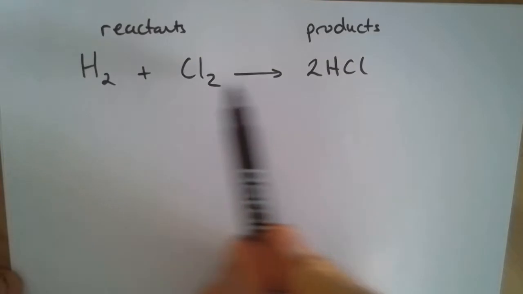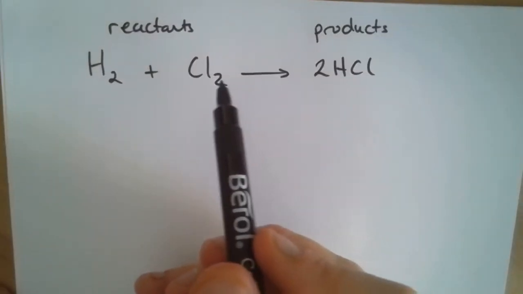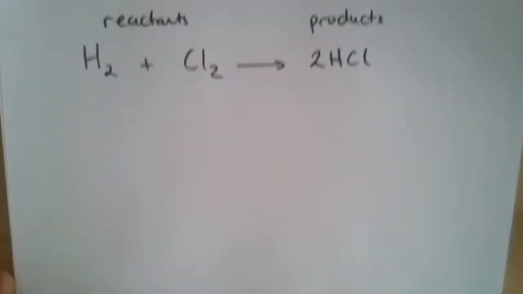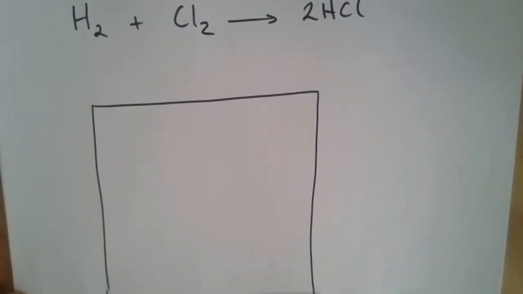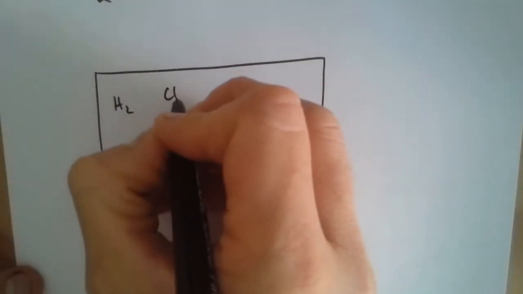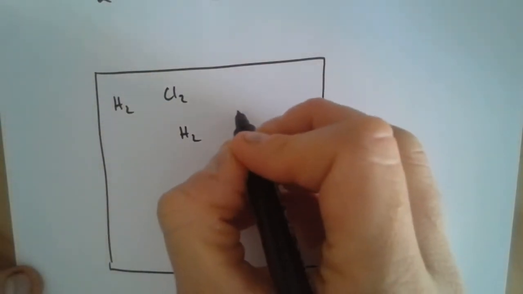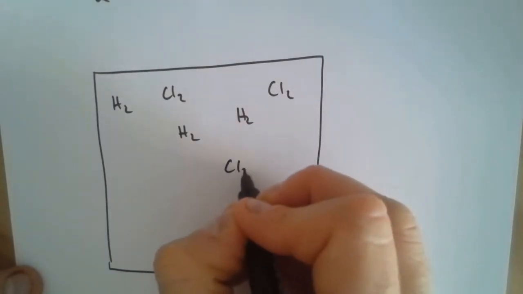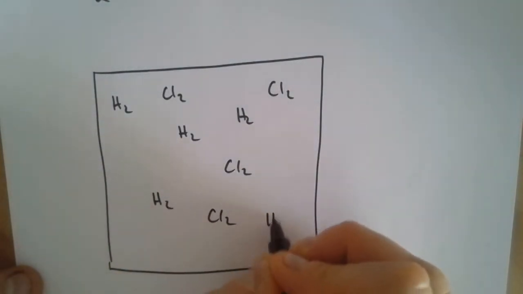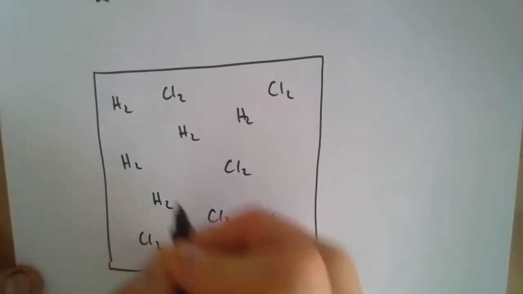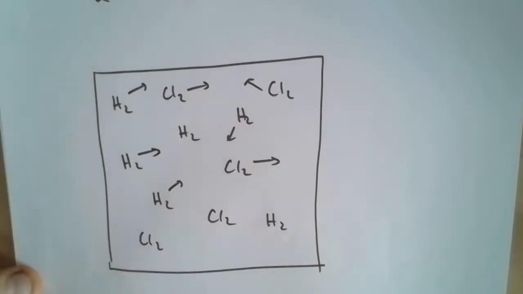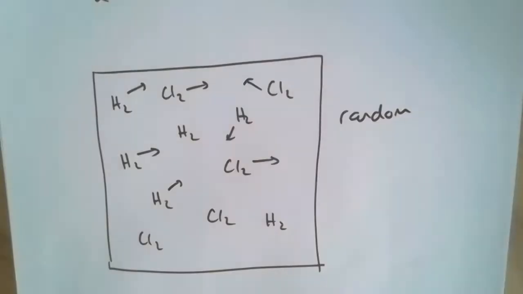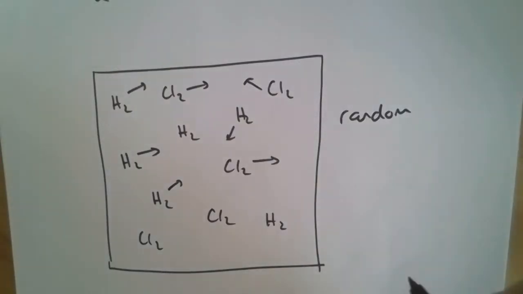So this shows just one collision or the overall process that's happening. But actually, if we were to look at any container with hydrogen and chlorine in it, we would have hundreds, if not hundreds of millions of molecules. And these molecules would all be moving randomly. And there is a chance occasionally that these molecules could hit each other. And we call that process a collision.